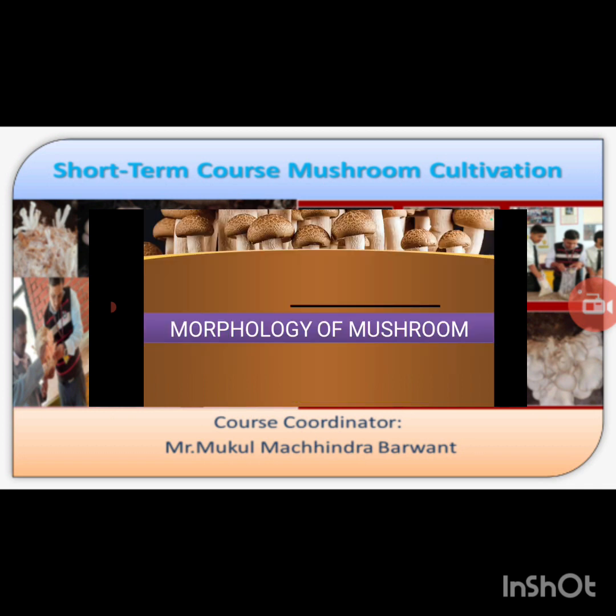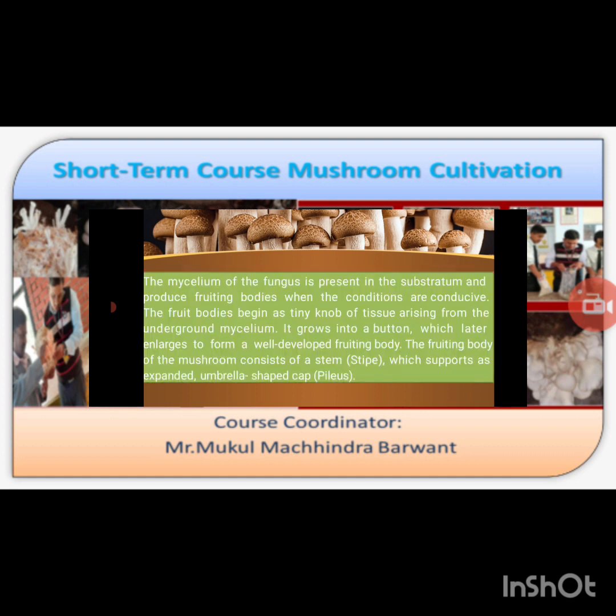Everyone sees different types of mushrooms in their natural habitat during the rainy season. But in this session, we are going to see how they are present morphologically in nature. The mycelium of the fungus is present in the substratum and produces the fruiting body when conditions are conducive. The fruiting body begins with a knob of tissue arising from the underground mycelium. It grows into a button, which later enlarges to form a well-developed fruiting body.